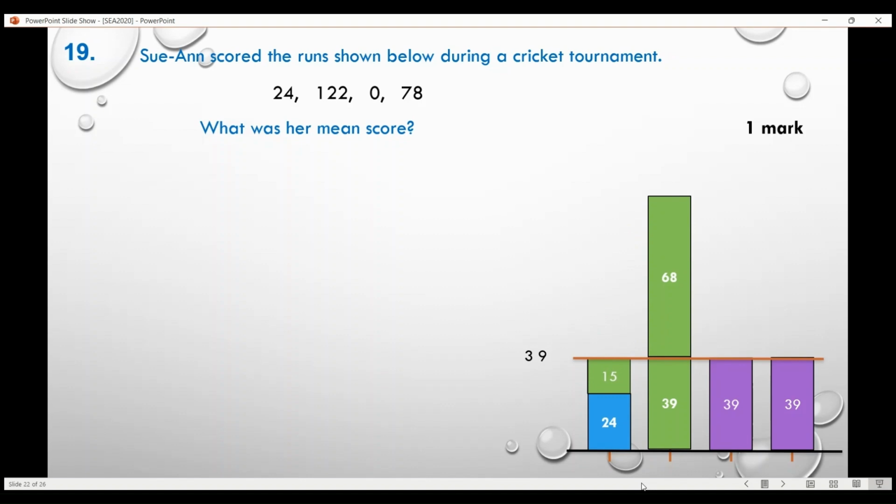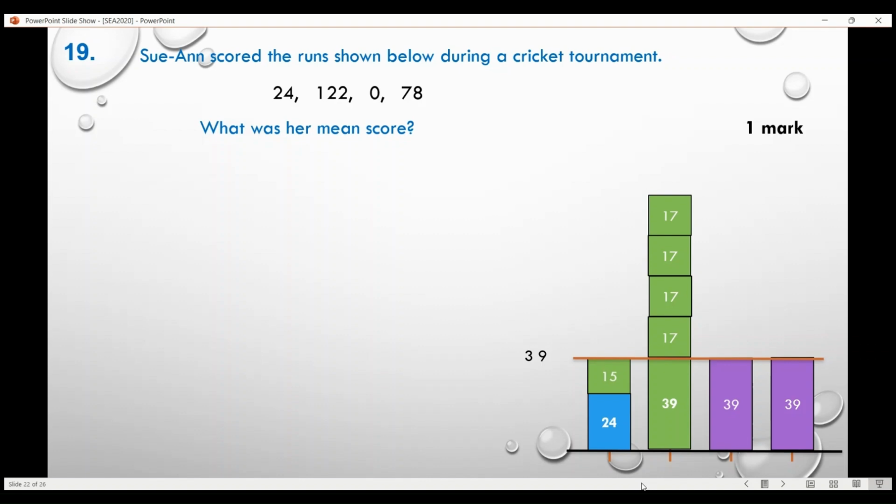But if we look in the second column, we have some extras. How much extra do we have? We have 68 extra runs. And we want to redistribute that into each of the columns. How many columns do we have? We have 4 columns because there were 4 innings. So let's divide the 68 into 4. That's going to give us 17 plus 17 is 34, plus 17 is 51, plus 17 is 68.